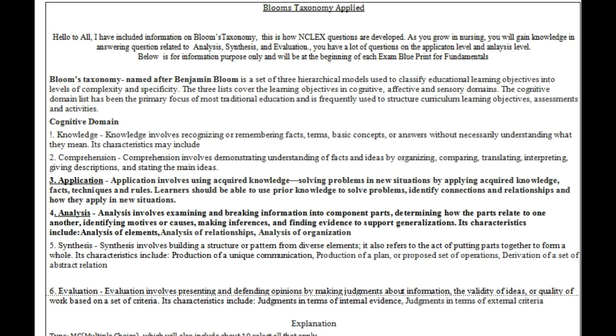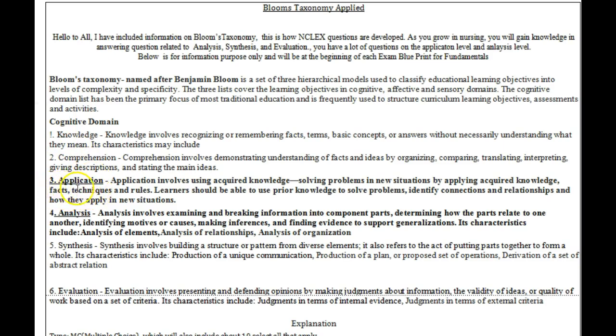I will apply this in the front of every blueprint, so I wanted to make sure that we all are paying attention here. I have included information on Bloom's taxonomy. This is how NCLEX questions are developed. As you grow in nursing, you will gain knowledge in answering questions related to analysis, synthesis, and evaluation. You have a lot of questions on your application level and analysis level. Below is information for informational purposes only, and will be at the beginning of each exam blueprint for fundamentals.